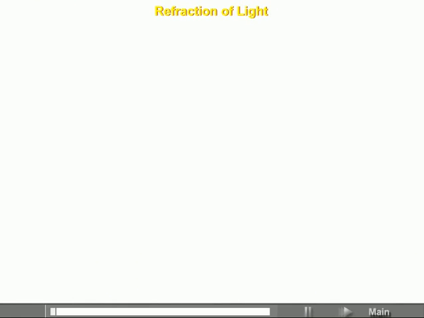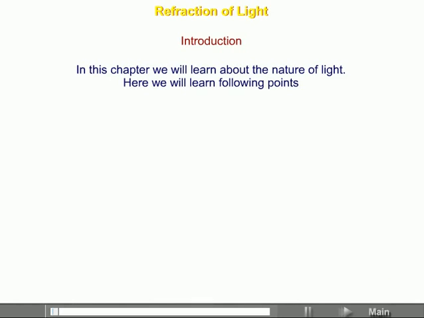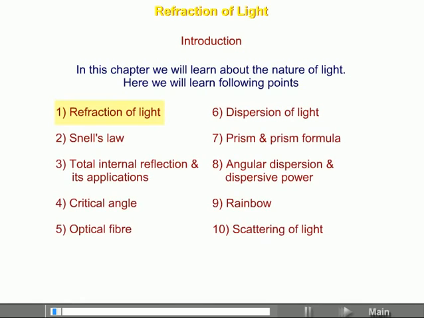Chapter 8: Refraction of Light. Introduction. In this chapter, we will learn about the nature of light. Here, we will learn the following points: refraction of light, Snell's law, total internal reflection and its application, critical angle, optical fiber, dispersion of light, prism and prism formula, angular dispersion and dispersive power, rainbow, scattering of light.